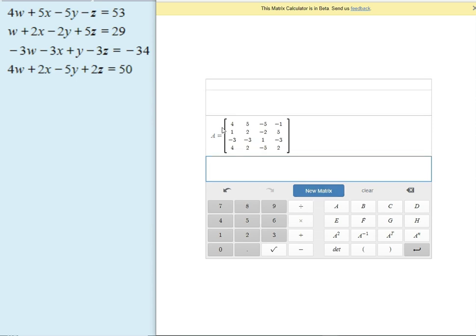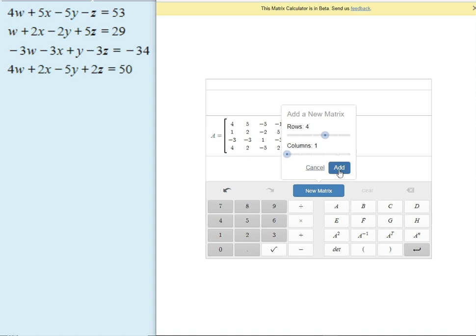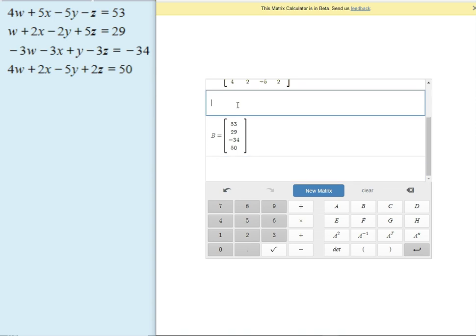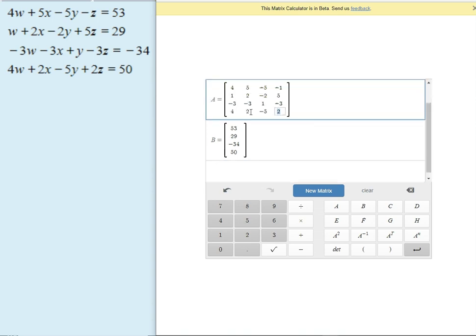Need a new matrix now. That's my coefficient matrix. Now I need a constant matrix, right? So that's going to be matrix B. What's the size? How many rows? How many columns? So four rows, 1 column, right? I want this to be a column matrix, so it's going to be a vertical matrix like that. Okay, and then my entries are 53, 29, -34, and 50. Okay, and so I've defined matrix A and matrix B.